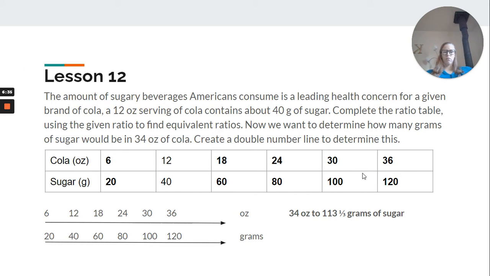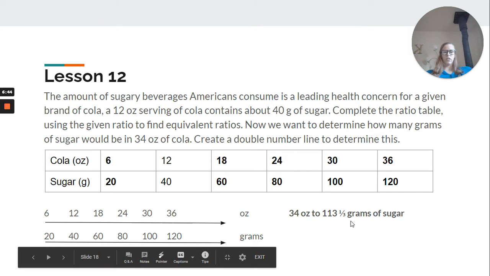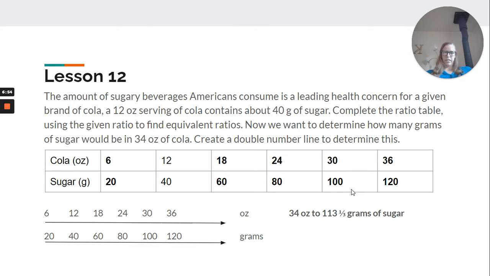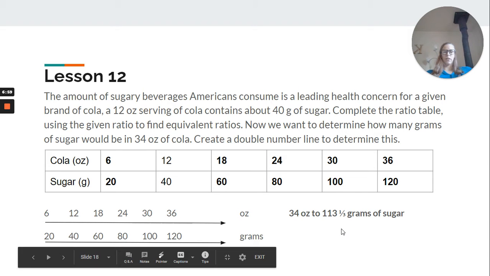So 34 is 4 from 30 and 2 from 36. And we find out that 113 and a third grams of sugar are in 34 ounces. So what we could do is take 100 divided by 30, and we are going to get 3 and a third. We take 34 times 3 and a third, we get 113 and a third grams of sugar.